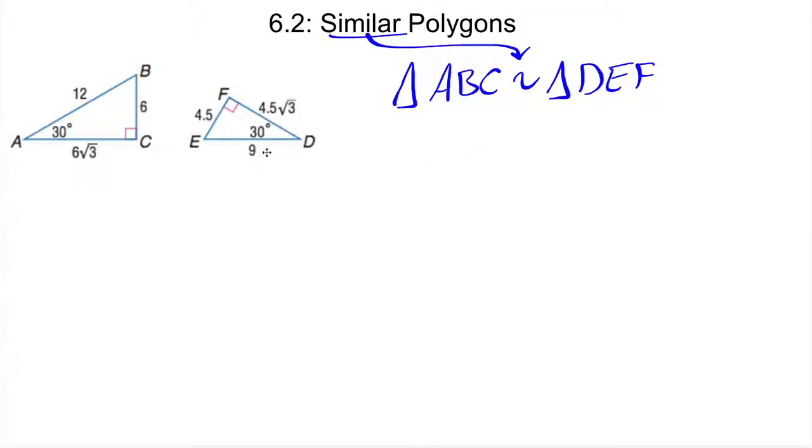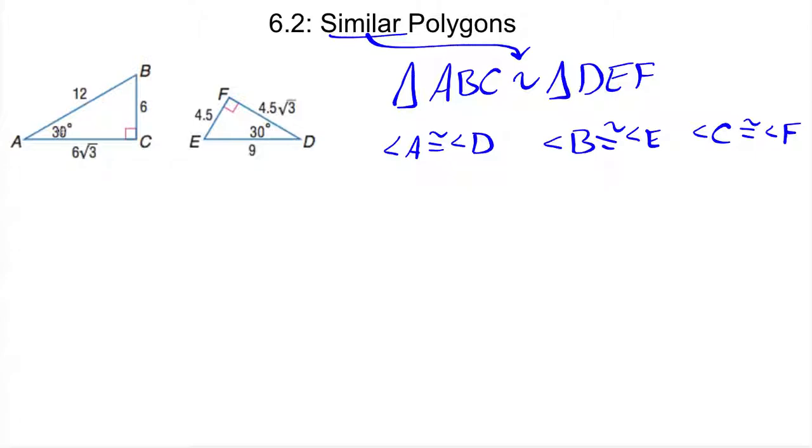The first is that the angles must all be congruent. So that means that angle A is congruent to angle B, and that is congruent to angle C. So notice, oh sorry, I got that mixed up. Angle A must be congruent to angle D. Angle B must be congruent to angle E. And angle C must be congruent to angle F.